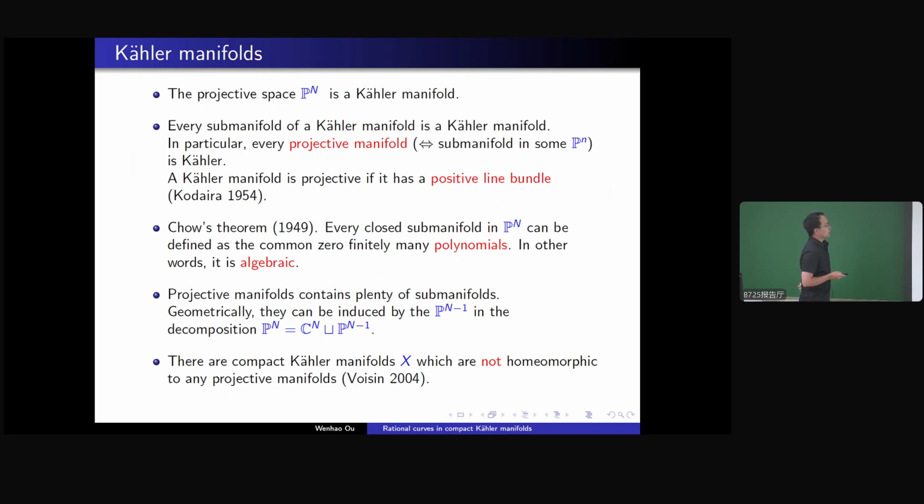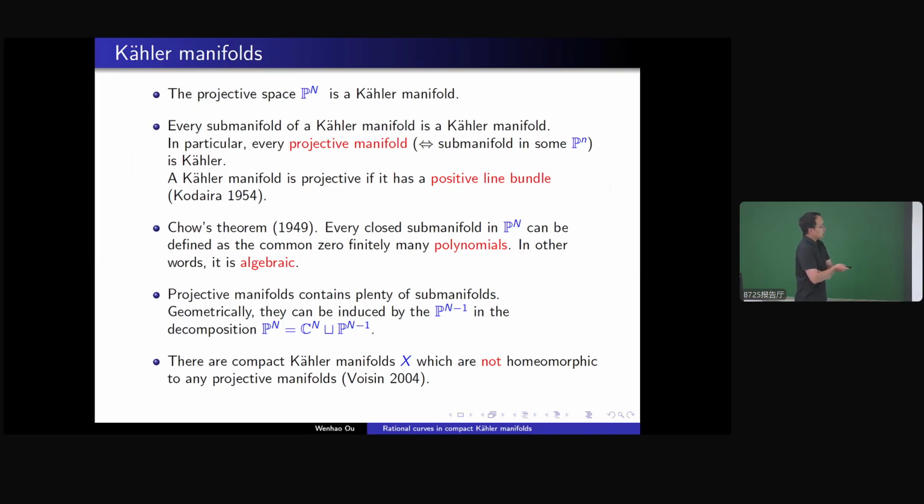For projective manifolds, there is also a very important theorem due to Chow. Chow's theorem says that every closed submanifold in Pn can be defined as the common zero set of finitely many polynomials. In other words, every closed submanifold is an algebraic submanifold. Algebraic is just related to these polynomials. So for projective manifolds, we can use algebraic methods to study them. That's why there are a lot of more advanced results which are proved for projective manifolds.